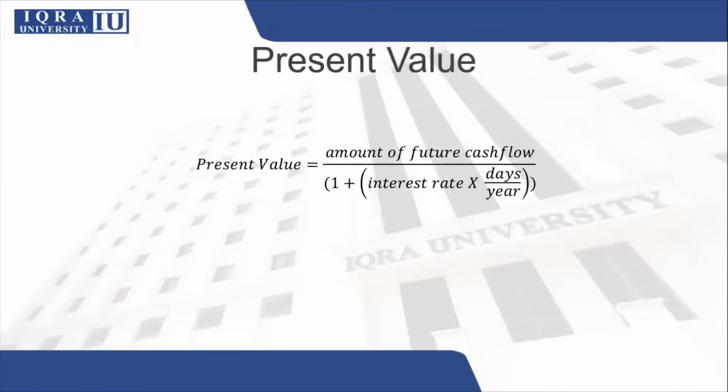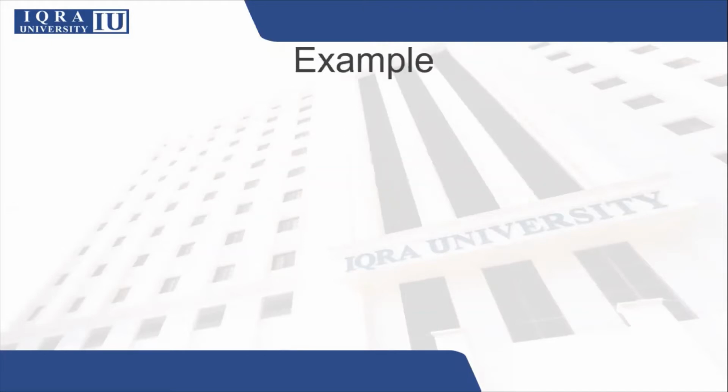So the present value formula is this. It is simply derived from your future value formula. It's basically the same formula: amount of future cash flow divided by 1 plus bracket interest rate times days over year bracket close. Let's look at an example now.